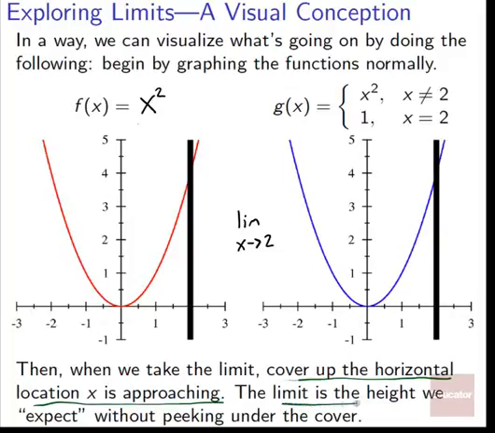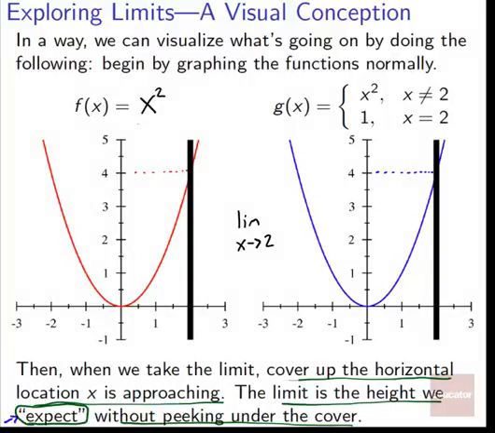So the limit is the height we expect, what we feel like would happen without peeking under the cover, right? We've got that black bar there that keeps us from being able to see what it actually turns out to be. But in this case, it seems like what it's going to come out to be is 4, if all the information we have is just the picture in front of us, except that part that's been covered up. We're not allowed to look under it. So the information that we have makes it seem like it's going to 4 in both of them. The question is what we expect will wind up happening. Where does it seem like this function is going to? That's what a limit is about.